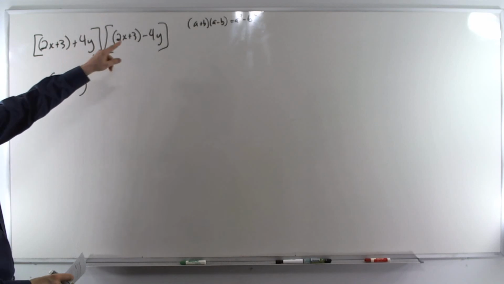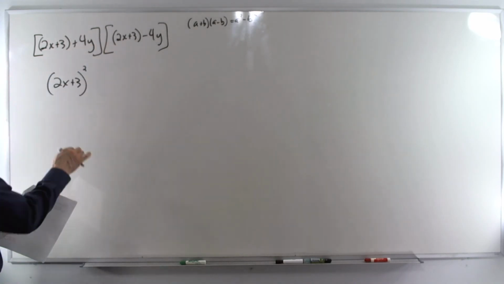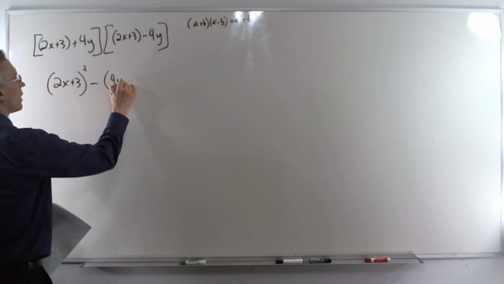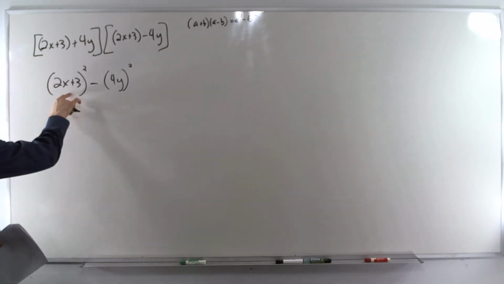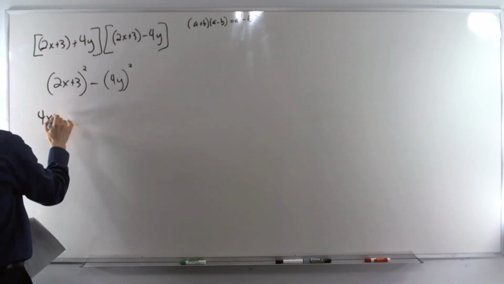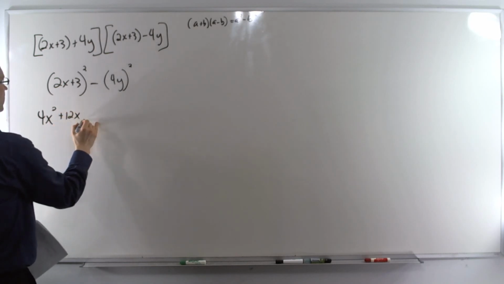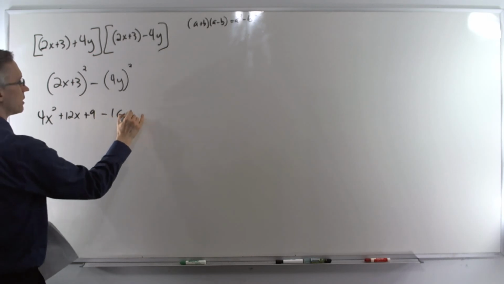All right, 2x plus 3 is the a. 4y is the b. So we want a squared. That's 2x plus 3 squared minus 4y squared. All right, now FOIL this thing. You get 4x squared plus 12x plus 9 minus 16y squared.